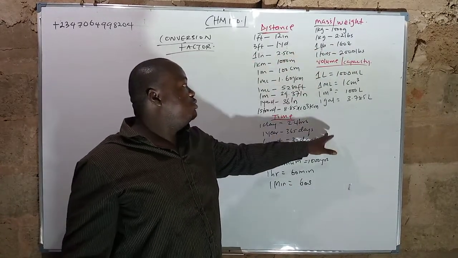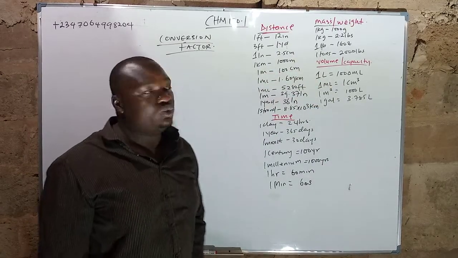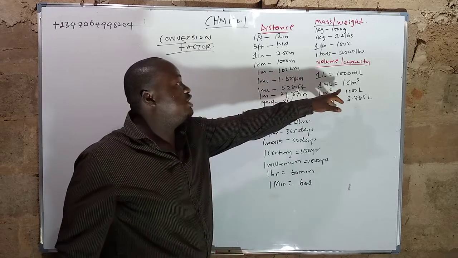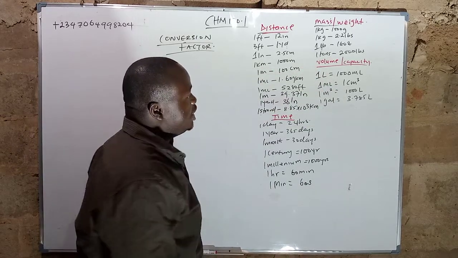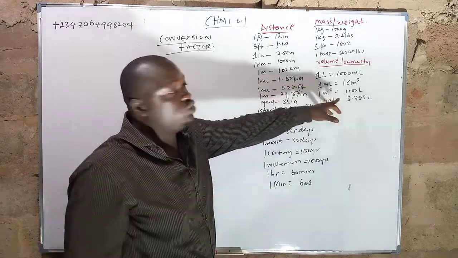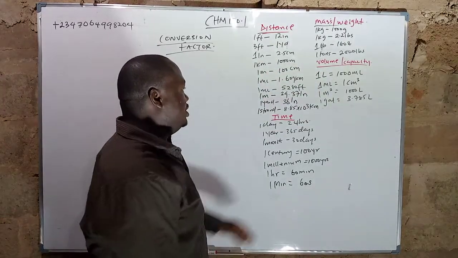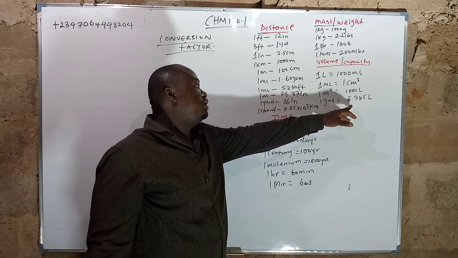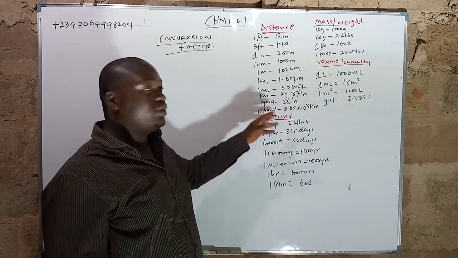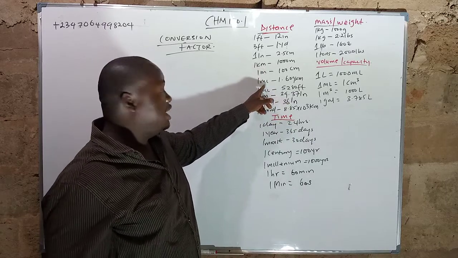When you're talking about volumes, 1 liter is equivalent to 1,000 millimeter, and 1 millimeter is equivalent to 1 cm cube, and 1 meter cube is equivalent to 1,000 liters. Then 1 gallon is equivalent to 3.785 liters. Why I'm saying this is some people may not know what this MI means.